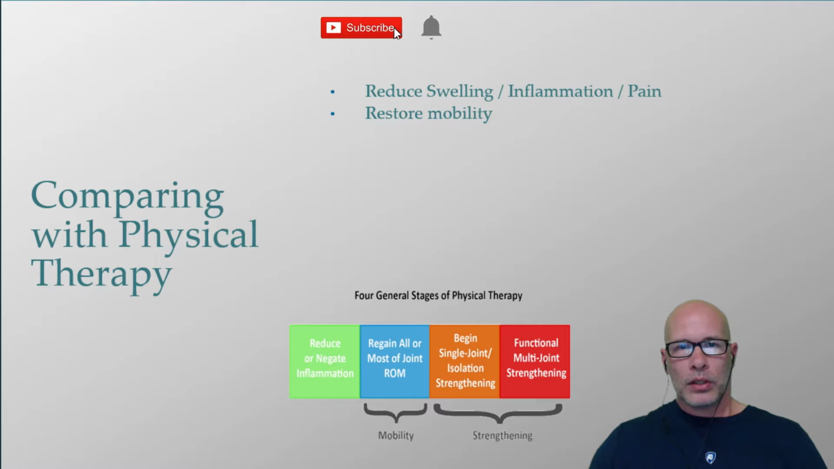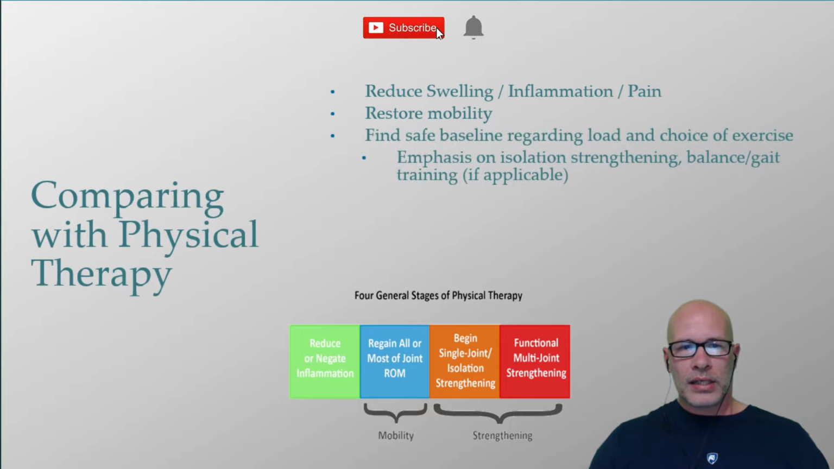And they also want to early on restore mobility because there's an injury, there's pain, the joint has shut down, and because of that, there's going to be a lack of mobility at the injured joint or joints. So that's the first thing that they tackle. And then next is they're going to find a safe baseline regarding the initial load and the choice of exercise. And typically the emphasis is placed on isolated strengthening, such as your rotator cuff, balance exercises, core strengthening, things like that, and gait training if it's applicable.